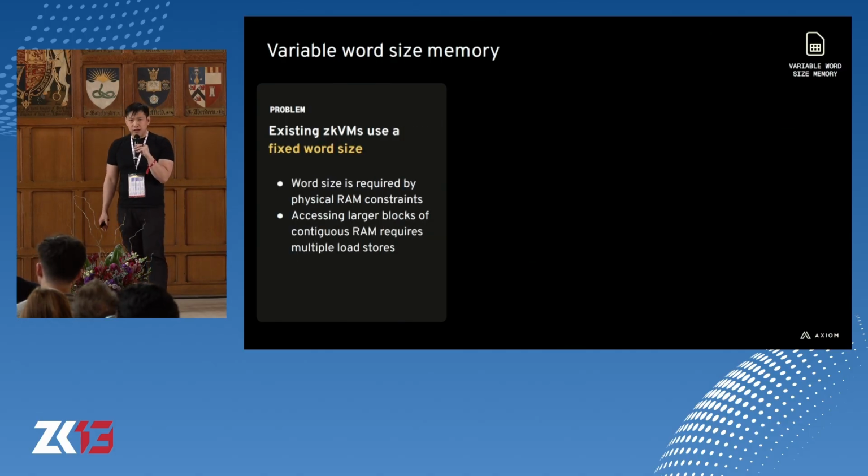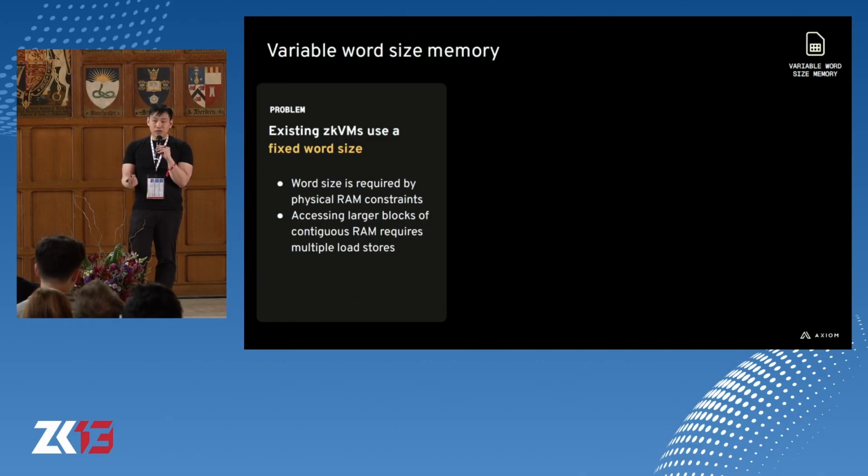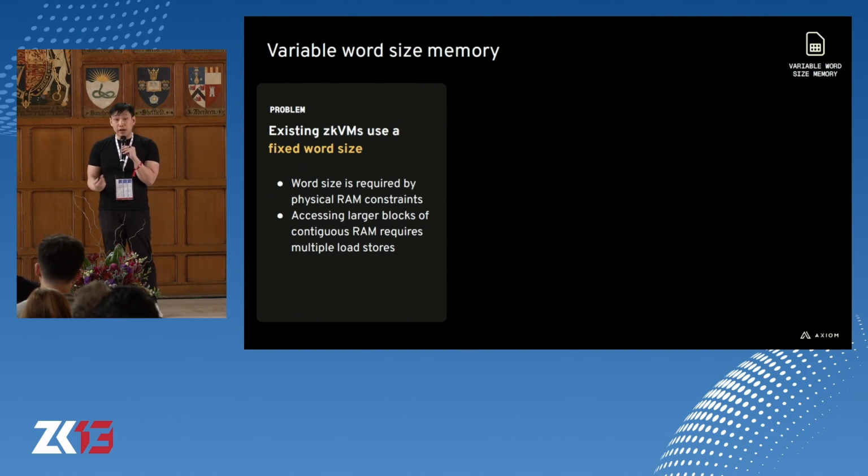Another feature that we've added is the ability to handle variable word sizes in memory. So in existing zkVMs, typically there's a fixed word size that's applied across all of memory. That's similar to how in a physical processor, of course, physical RAM has a word size. And so what that means is if you're running an operation that's accessing larger blocks of contiguous RAM, then you'll typically use multiple memory accesses.